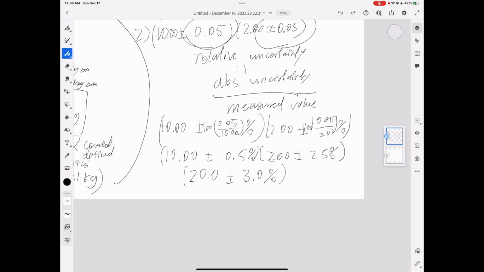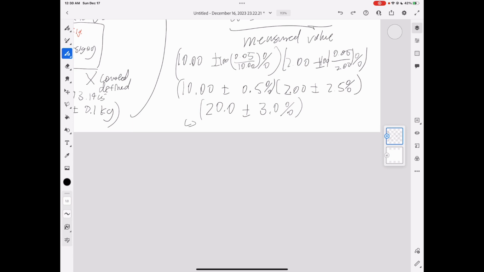However, this is never the final answer, as we always have to remember to convert this back into an actual value from the relative uncertainty. So we just multiply the 3 divided by 100 to get the decimal, and multiply that by 20 to get our final answer. And that will be 0.6, and then we just put our units.